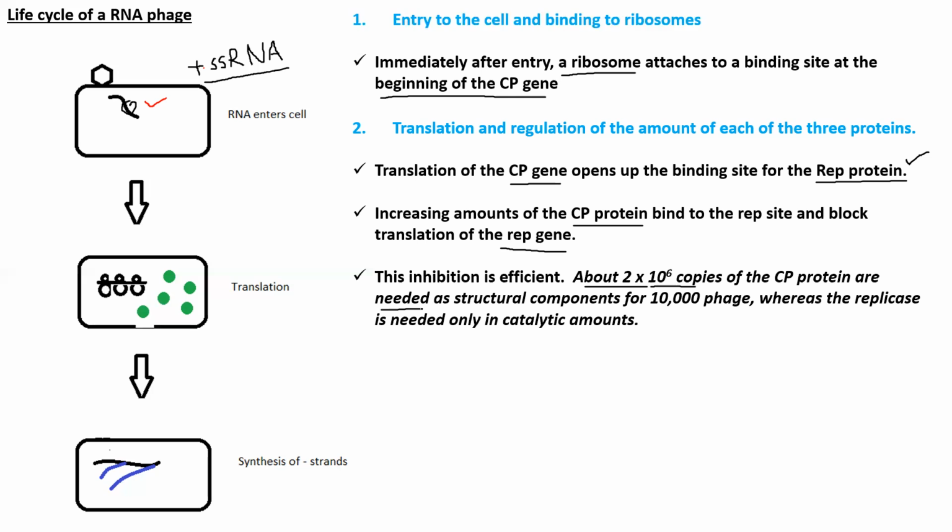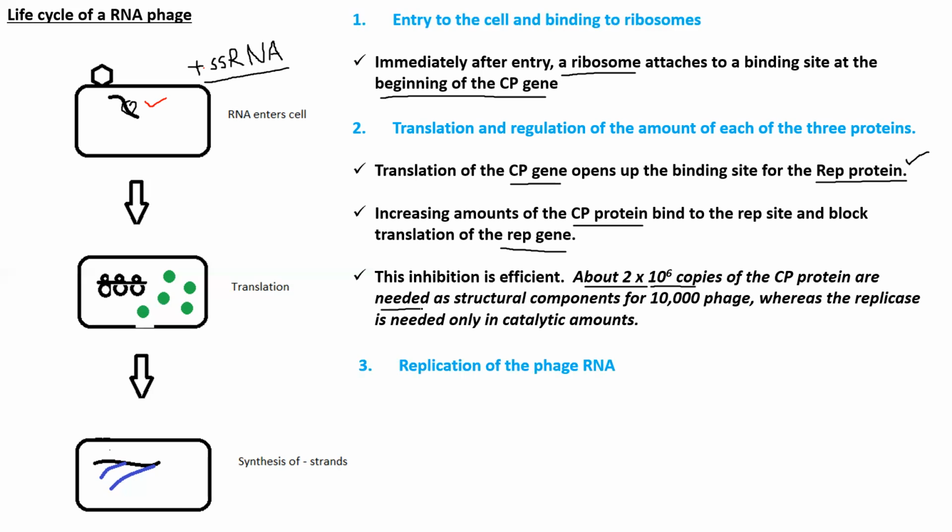So for so many phages to be made, a lot of coat protein is needed, 2 into 10 raised to 6, as structural components, whereas the replicase is needed only in catalytic amounts. That's why the CP protein stops the translation of replicase. It's needed only in catalytic amounts, but the coat protein synthesis continues because a lot of capsid is needed for 10,000 phages. So this is regulation of the 3 proteins at the translational level.